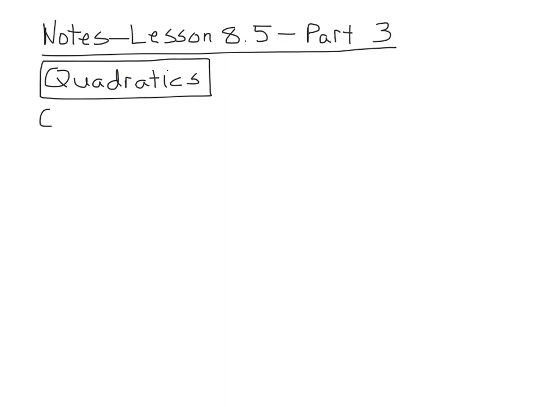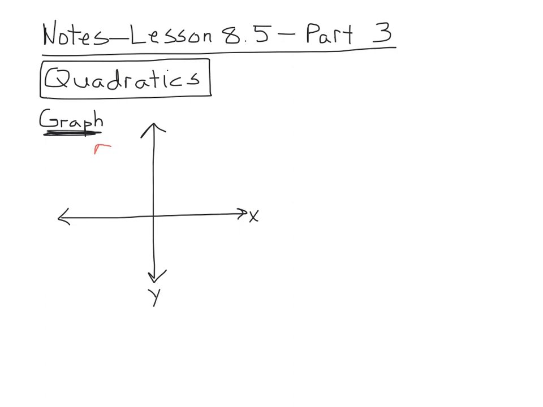Alright, so we'll start with the graph. And the graph of a quadratic is always going to be a parabola, which is a U-shape. Now it could be an upside down U, or it could be right side up like this. So quadratics will be parabolas.